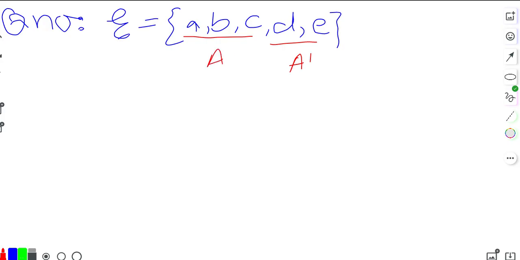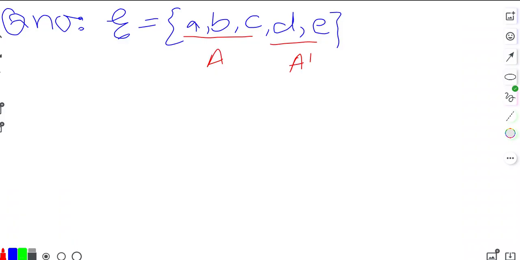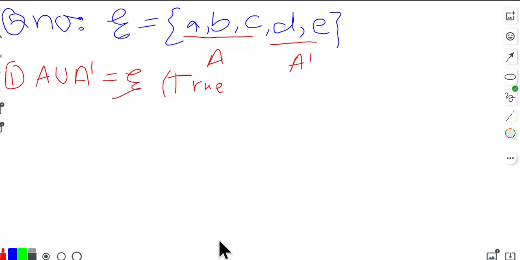This is set A and this is set A prime, the complement of A, or A prime as you can also say. What is the question? Whether this statement is true or false. If A complement is A prime, the union of set A and A prime will be taken and this is the universal set. So that means this is true.